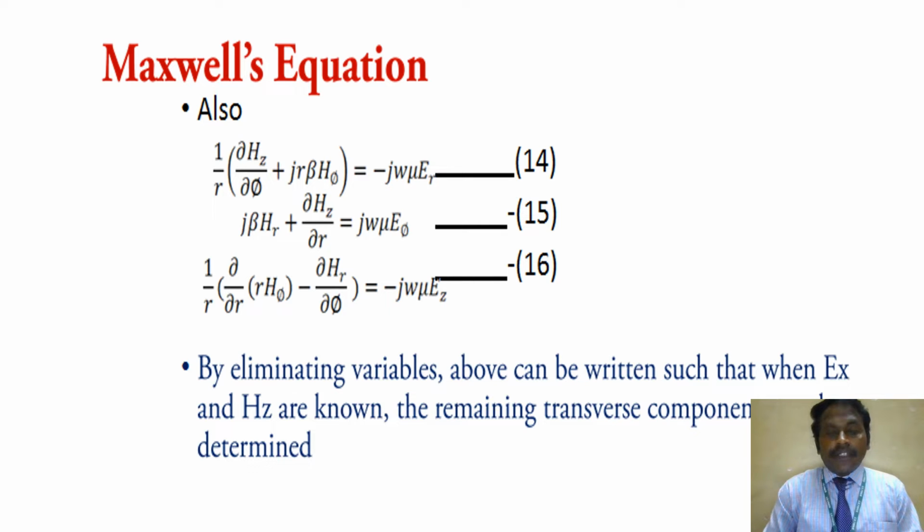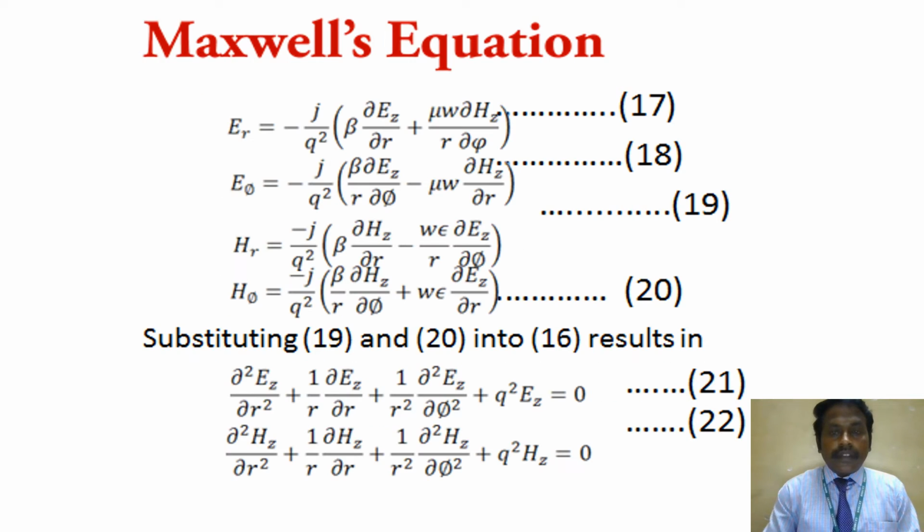By eliminating the variables, the above equations can be rewritten such that when Ez and Hz, that is, the electric field intensity in the z direction and the magnetic field intensity in the z direction, are known, the remaining transverse components are determined. From that, we can have the electric field intensity in the radial distance as well as the angle. Similarly, for the magnetic field intensity at the radial distance and with the azimuth angle. So Er, E phi, Hr, H phi. Equations 17 and 18 relate to the electric field intensity, and 19 and 20 are in the form of magnetic field intensity. Now we can substitute these Er, E phi, Hr, H phi into the general equation. We will have the final two equations in terms of the electric and magnetic fields.